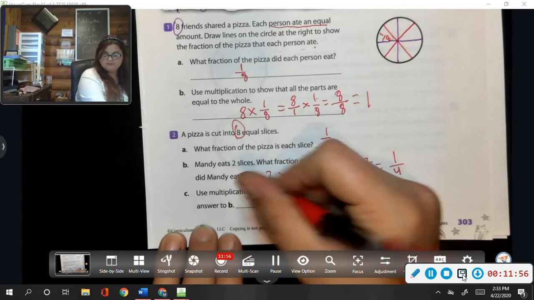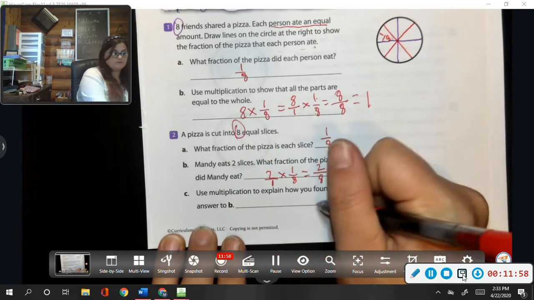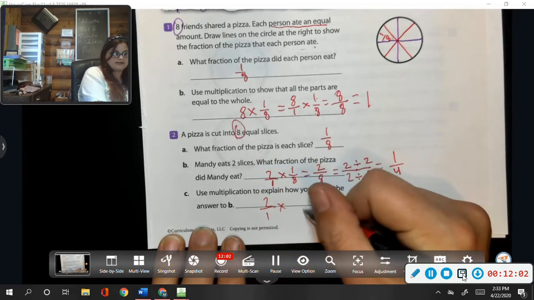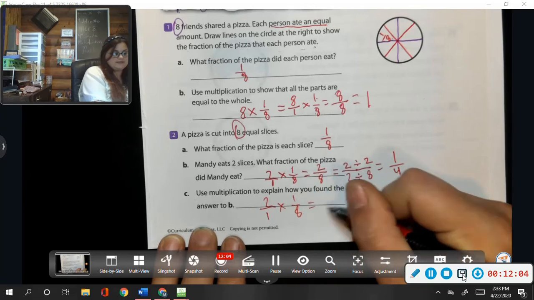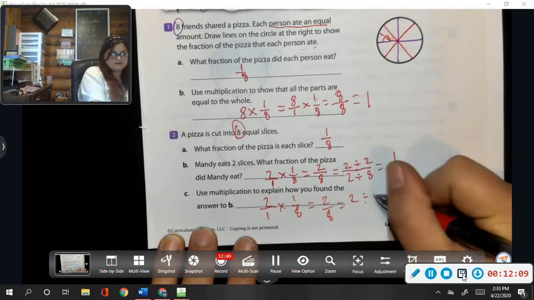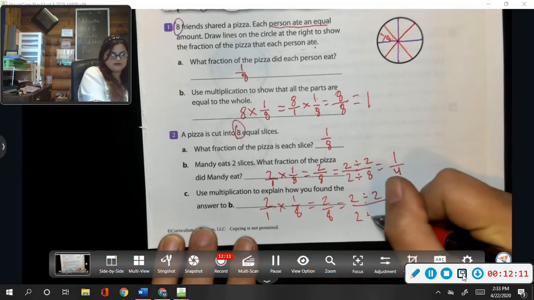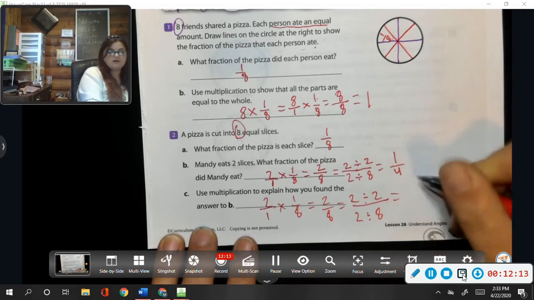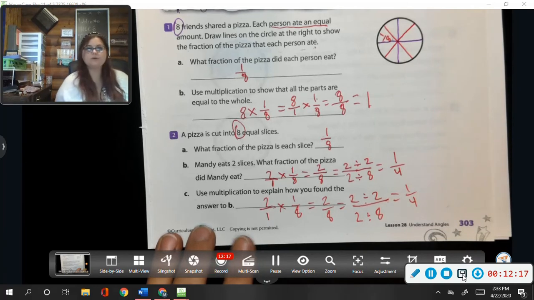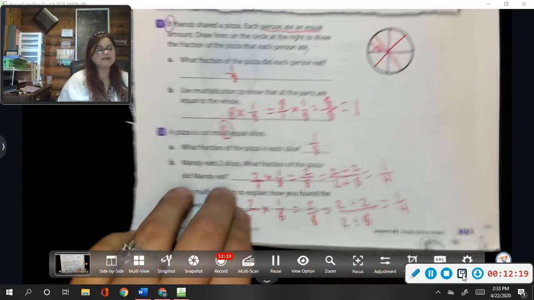Use multiplication to explain how you found the answer. Well, we did 2 times 1/8. We can write it back out. So you would just write down exactly what you did in B. Sometimes I go a little too far with this book. I always end up talking the problem out all the way before we actually talk it out through the word problems that they provide. That's okay though.